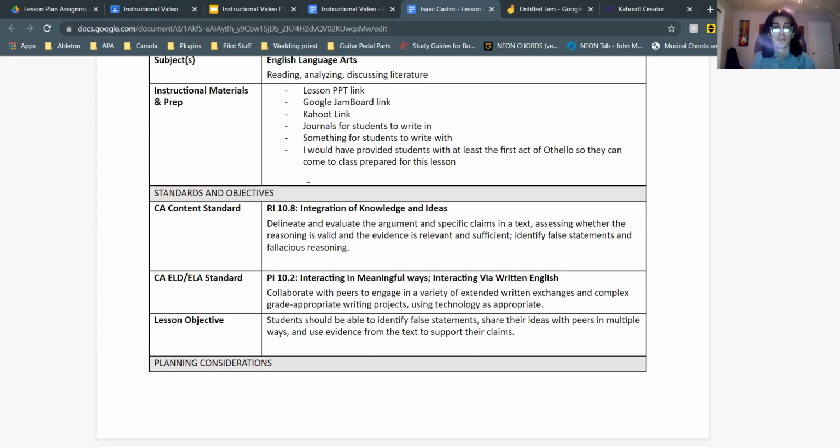And for the ELD standards, it's going to be PI 10.2, interacting in meaningful ways via written English. Collaborate with peers to engage in a variety of extended written exchanges and complex grade appropriate writing projects using technology as appropriate. So I like this one a lot. It's really cool because students have to interact with each other. We can't just have one student doing everything. And it's also cool because it's written English, but it's not super formal.